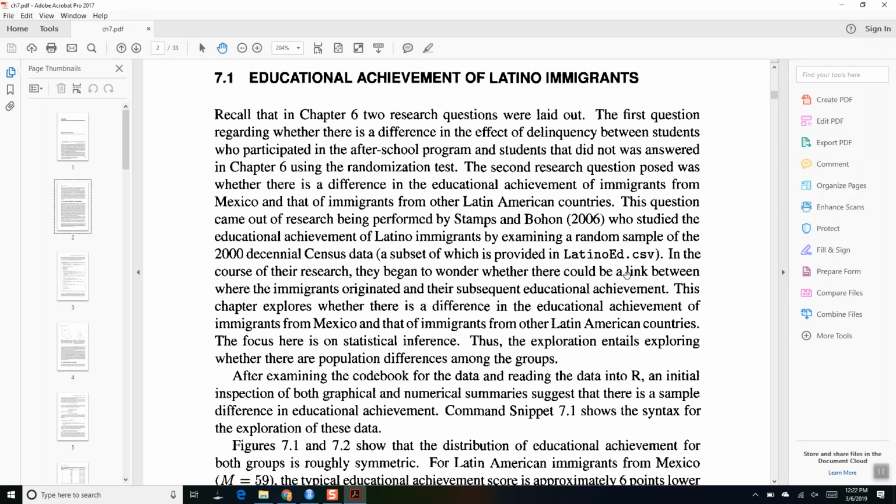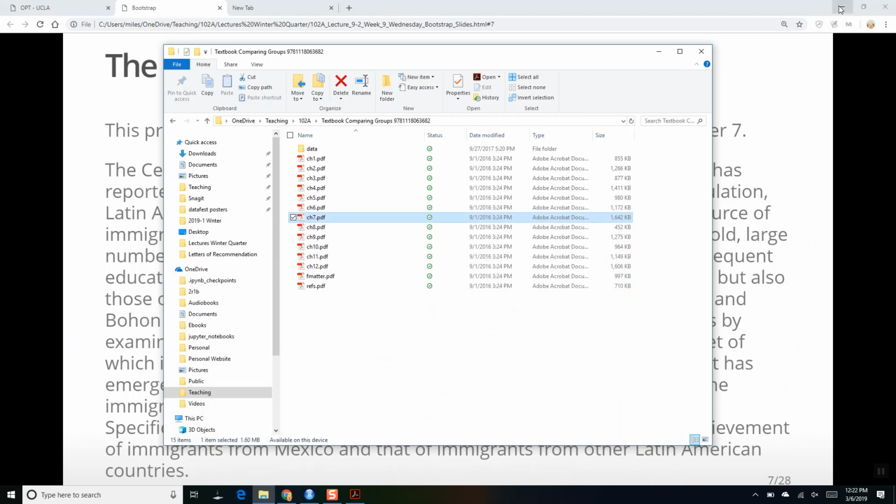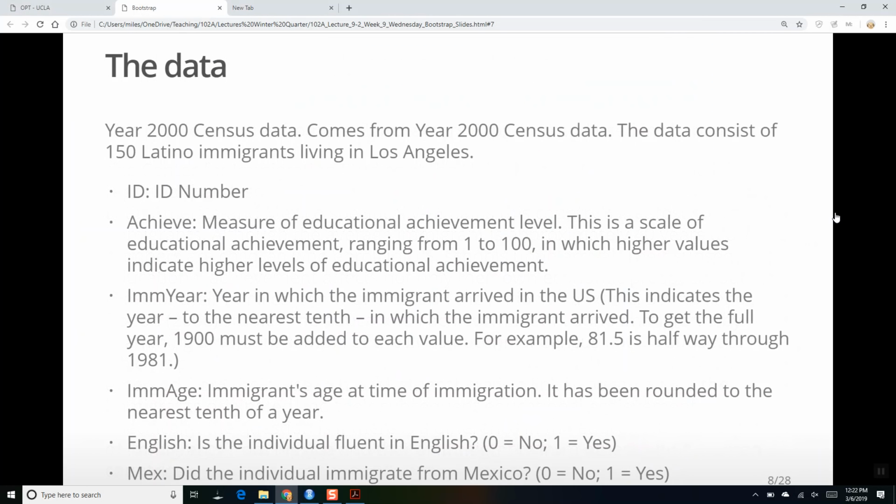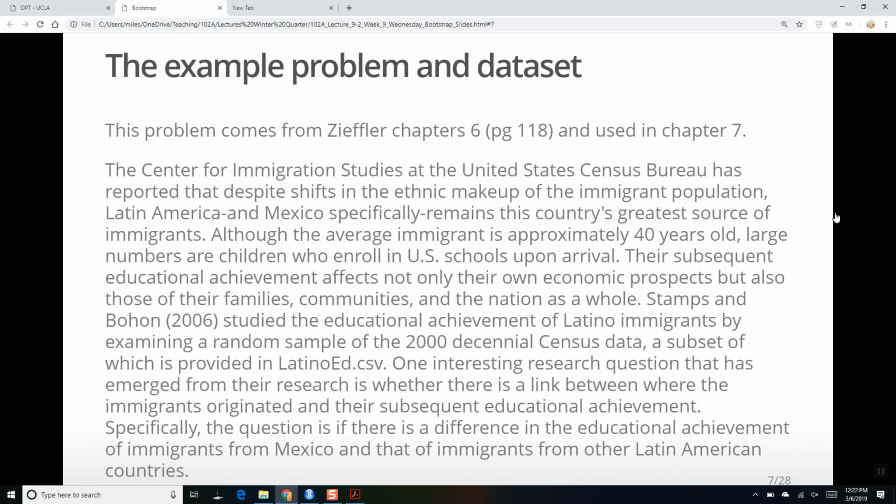Okay, so this is what we're going for. We have this file called Latino Ed, and this was a study done in 2006. So I guess that's 13 years ago, and this comes from the 2000 census data. So two decades old now. But basically, the idea was, in the United States, we have a lot of immigrants coming from Latin America, and a lot of those immigrants come from Mexico.